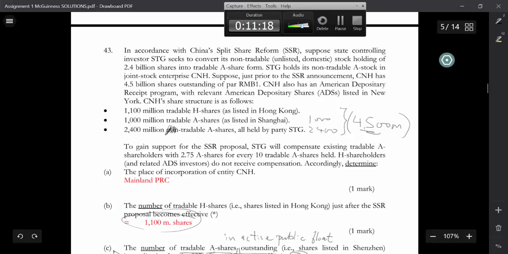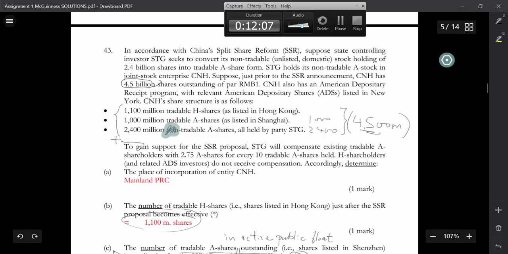STG holds its non-tradable A in joint stock enterprise, CNH. Suppose just prior to the announcement, CNH has 4.5 billion shares outstanding, and CNH also has an ADR program, which has relevant ADS shares listed in New York. Yeah, this was when someone last time asked me the question, where are those ADR shares? Why don't you add some more here? But anyway, now, so 4.5 billion, in fact, if you add up these numbers, they add up to 4.5.